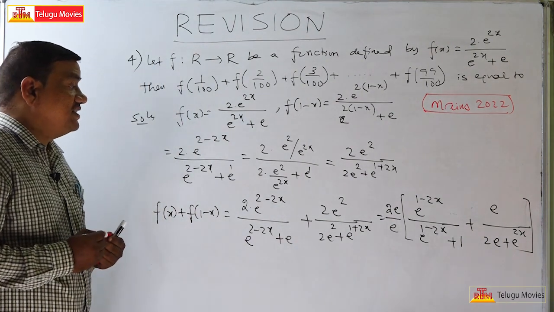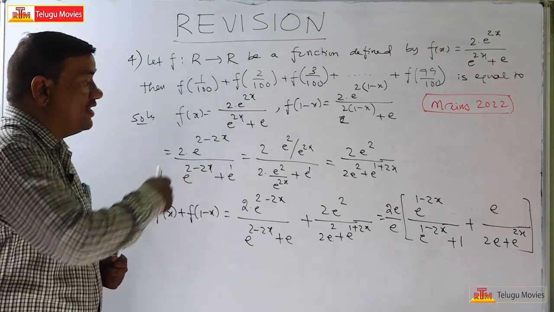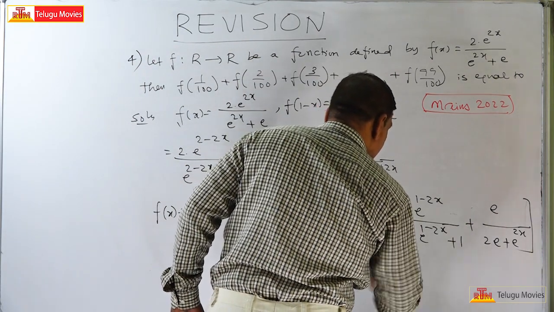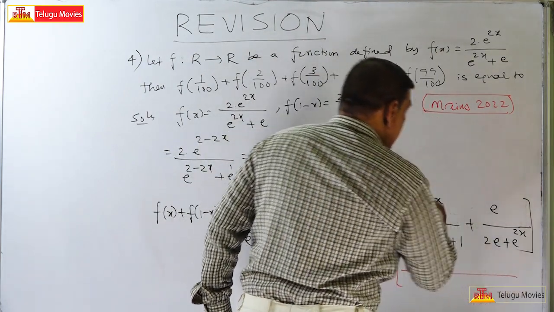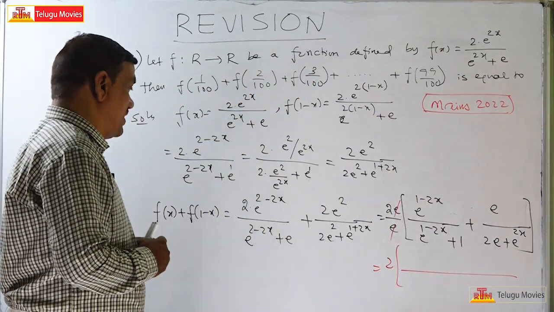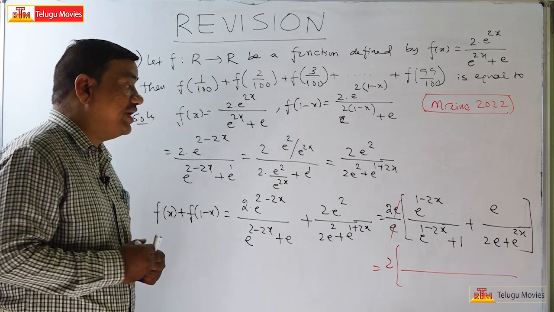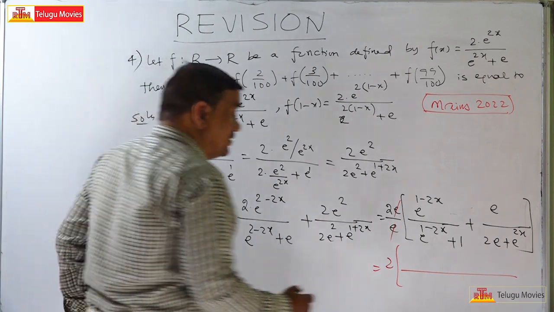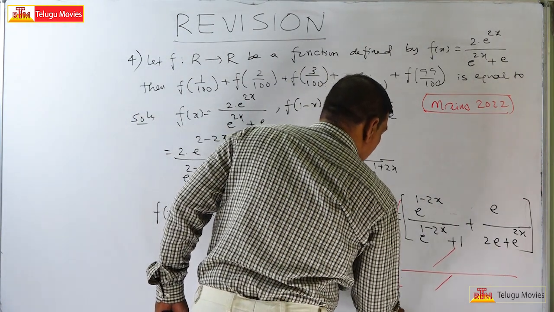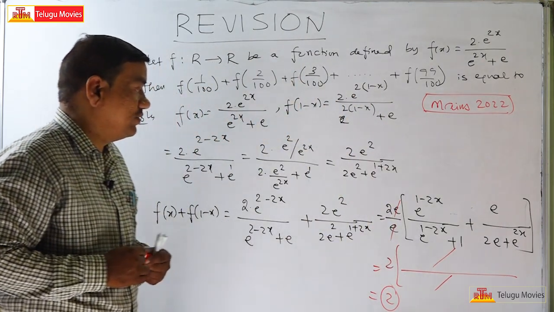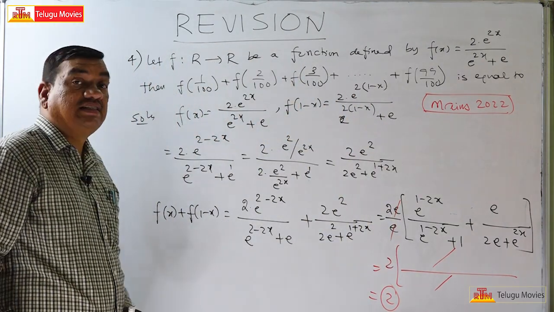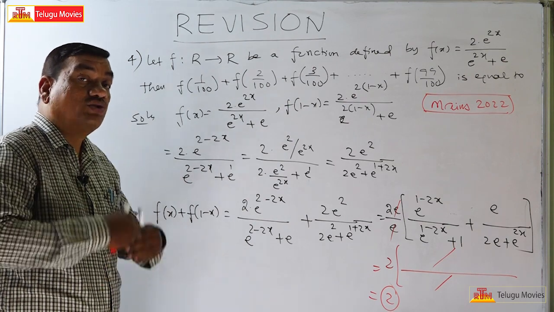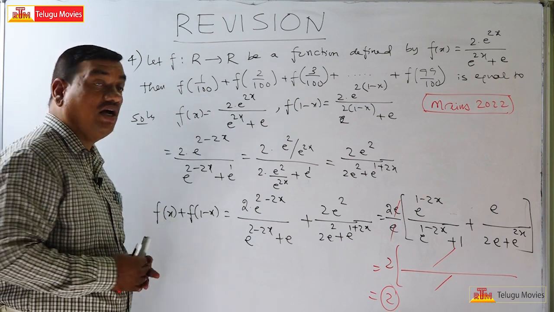Now let us see what happens. In the denominator also, if you take e common, the e will get cancelled. If you take the LCM here, e power 1 minus 2x plus 1 and 2 into e power 2x, and do cross multiplication, these terms will get cancelled and you will get 2. Understand? Therefore, f of x plus f of 1 minus x value is equal to 2 we are getting. So with that we will continue the problem.